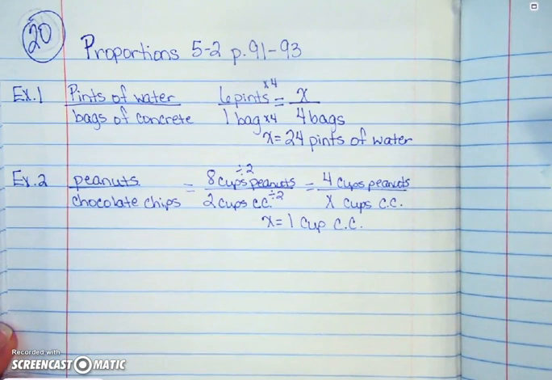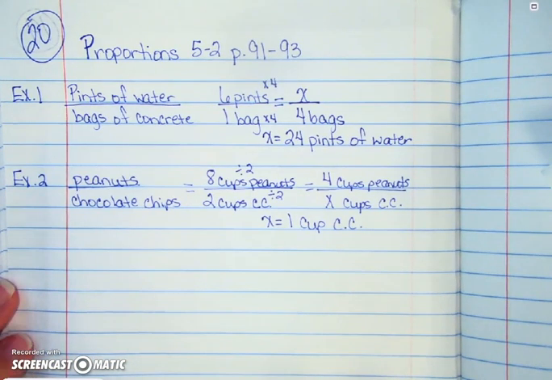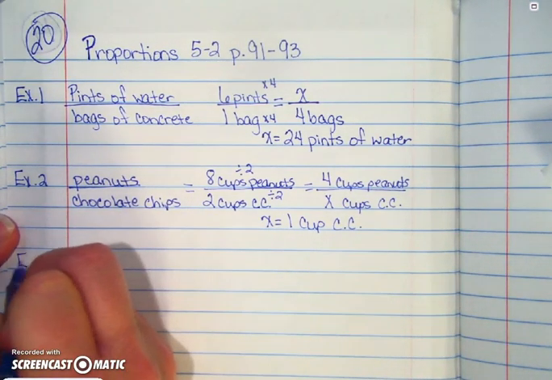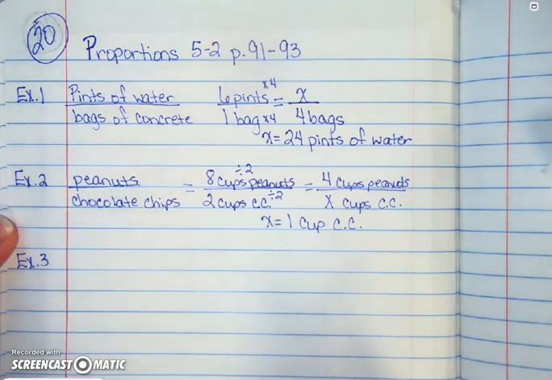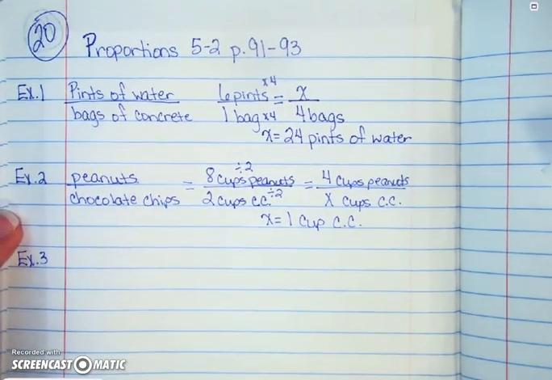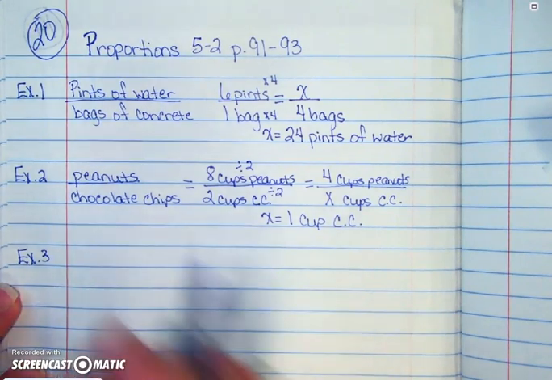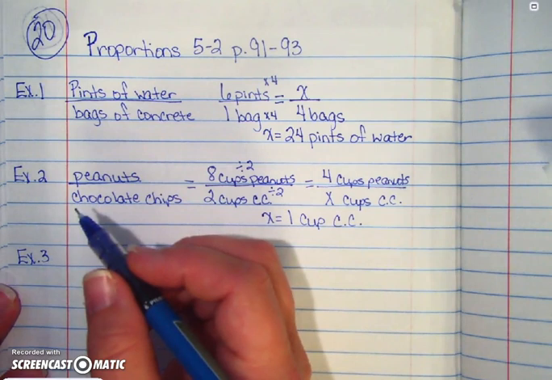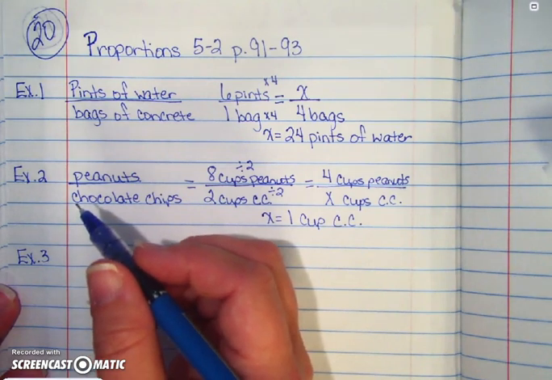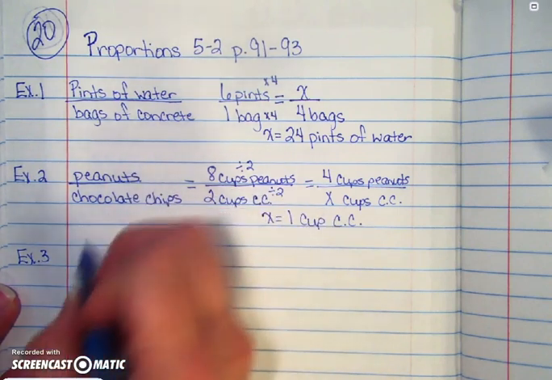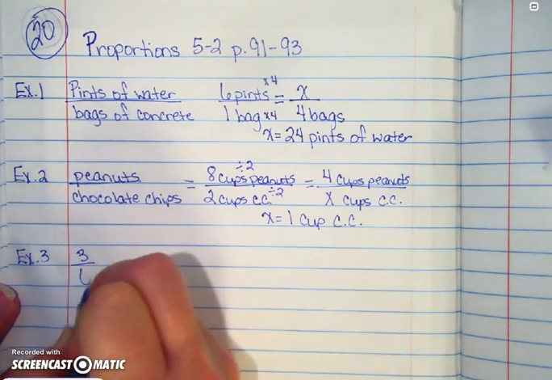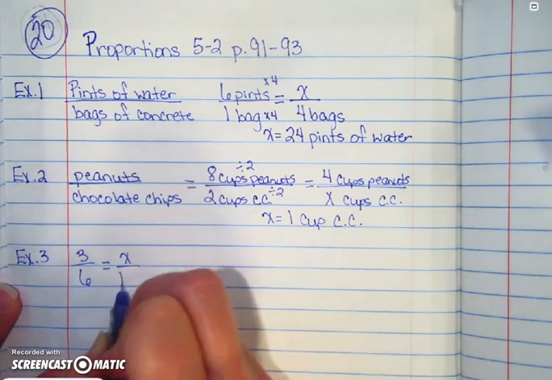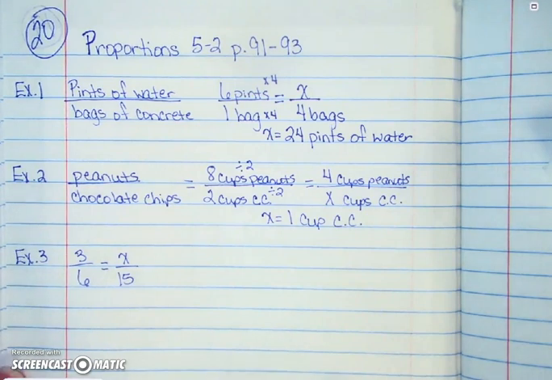Now, these proportions worked out nice and neat for us. But we're going to look at some that aren't going to be quite as neat to look at. All right, we're going to look over at example 3 over 6, and we want to know what is that equal to over 15. Okay?